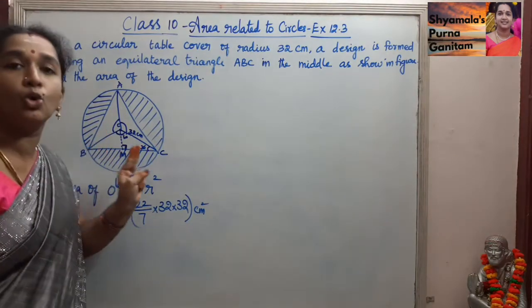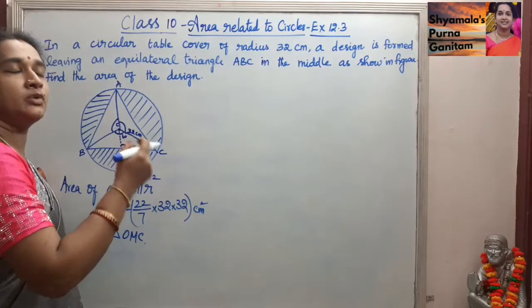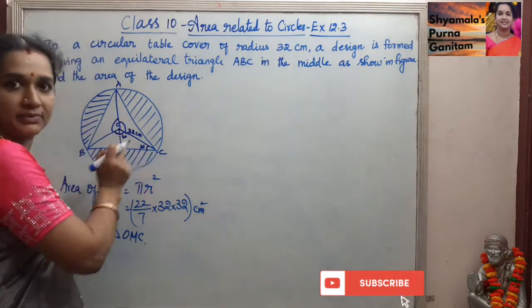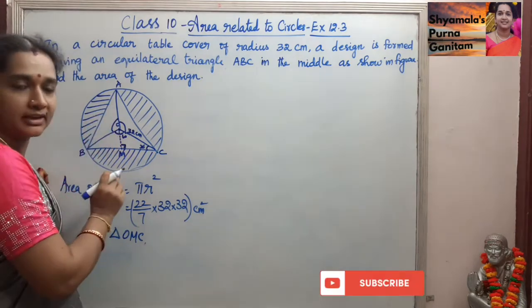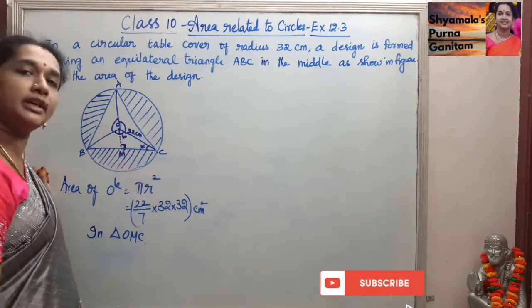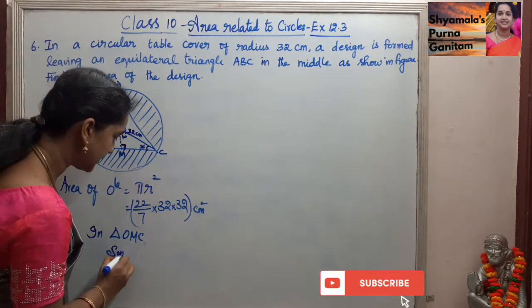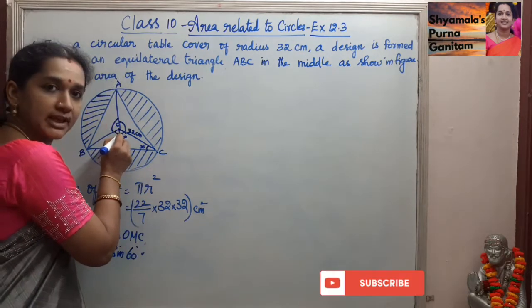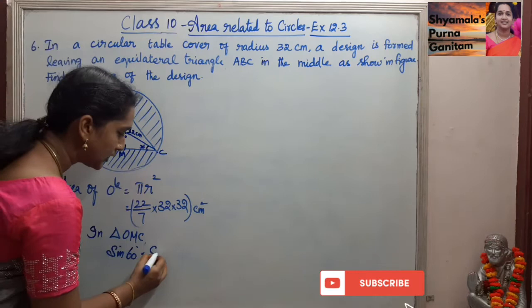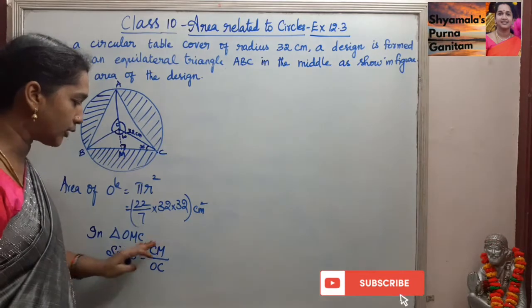So in triangle OMC, either we can take sin theta or cos theta, but we need to know the length of CM, that is half the side of the equilateral triangle. If we find the length of CM, we will multiply it by 2 and find the length of the side of the equilateral triangle. I will be taking sin 60 here. Sin 60 will be the opposite side, CM, by the hypotenuse, which is OC. So sin 60 is equal to CM by OC.